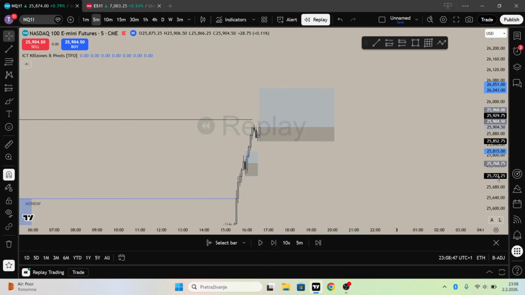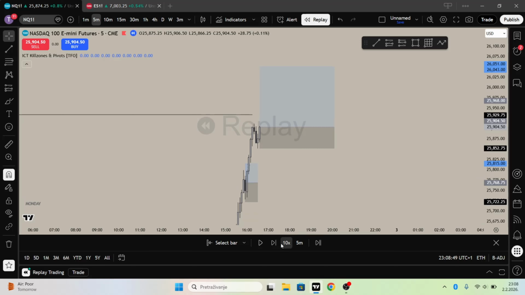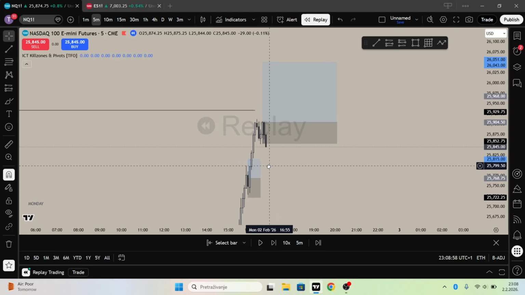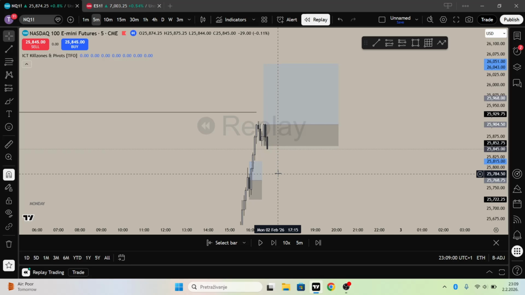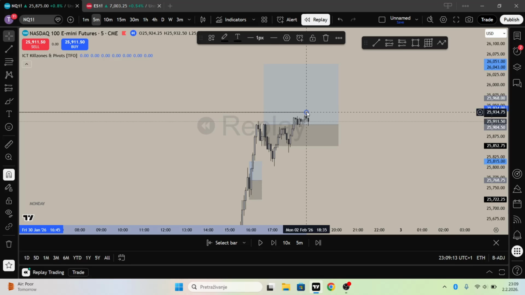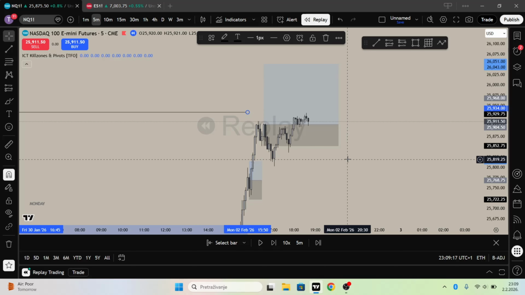And so what the price did, if you took this trade, as you can see, you got stopped out. And right after that, because the stop had happened, the price shoots straight up, as you can see, and sweeps the relative equal highs.